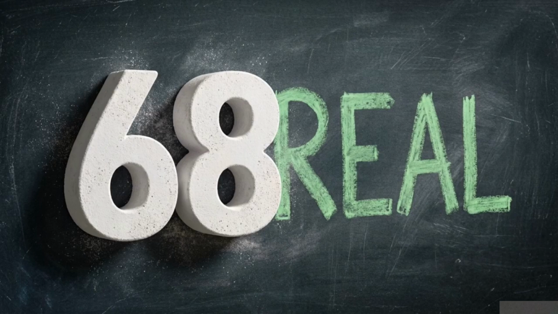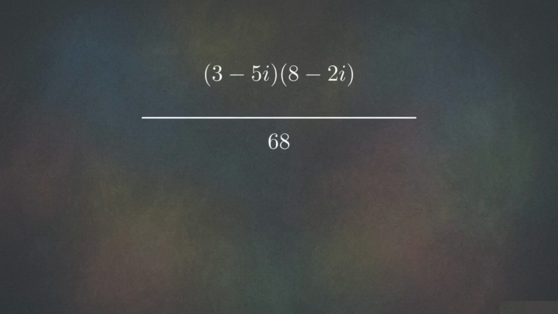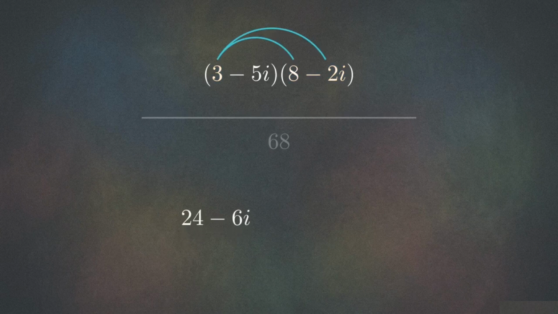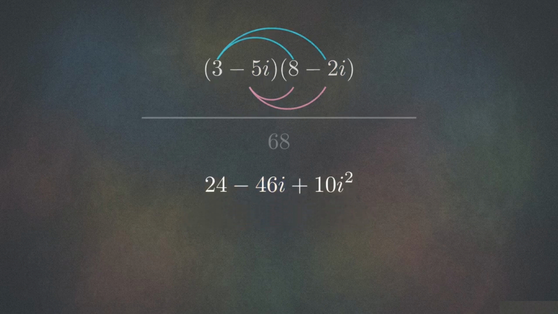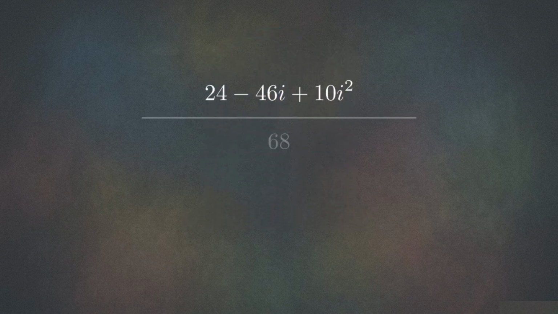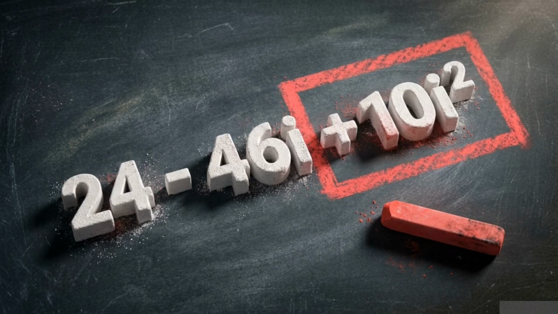Now we move to the top half, where we need to multiply the two numerators, 3 - 5i and 8 - 2i. We'll use standard FOIL steps. First, 3 times 8 is 24. Outer gives -6i. Inner gives -40i. Finally, the last terms multiply to +10i squared. We combine the middle imaginary terms to get -46i. This leaves us with 24 - 46i + 10i squared.